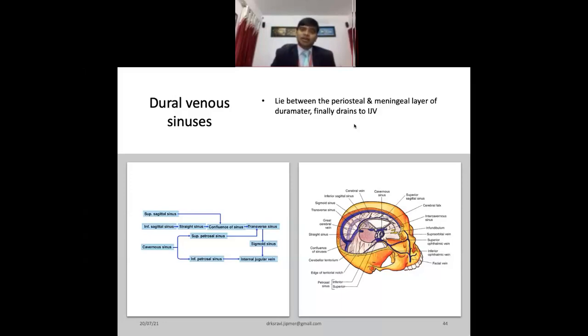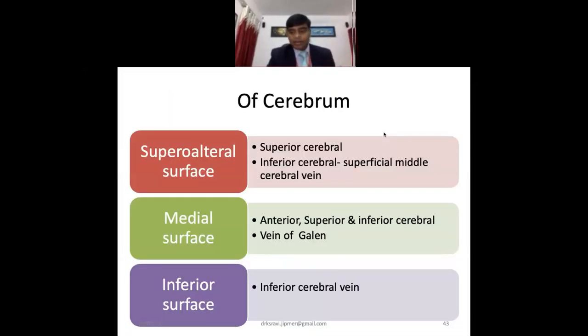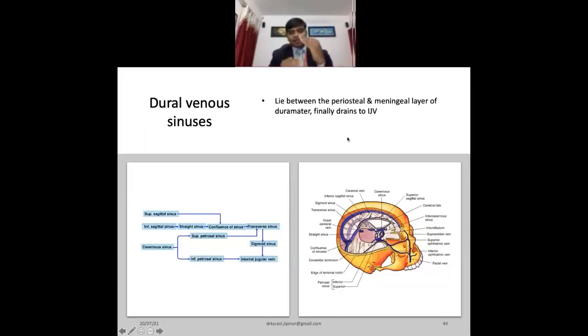Now when you see the dura mater of the brain, there are two layers. One is the endosteal layer and another is the meningeal layer, right? Now you have this periosteum, which will be lined by the endosteal layer. There will be some areas which will not be covered. So what I wanted to say is that we have this endosteal layer, right? There will be some spaces between this endosteal layer and the meningeal layer, and those spaces will have the dural venous sinuses, which will be lined by endothelium and have venous blood in them. So these dural venous sinuses will be present between the periosteal and the meningeal layer of the dura mater, which will finally open into the internal jugular vein.